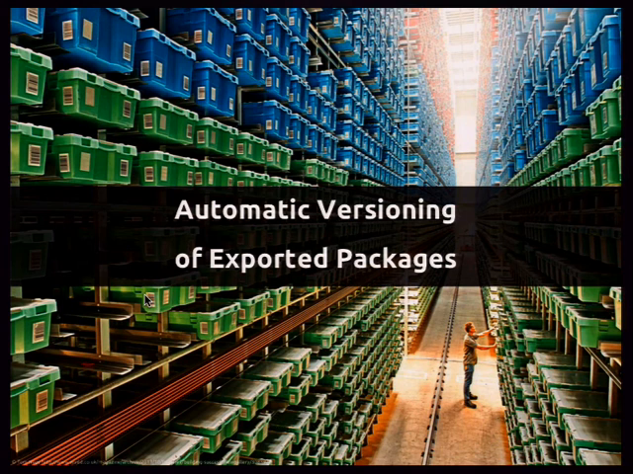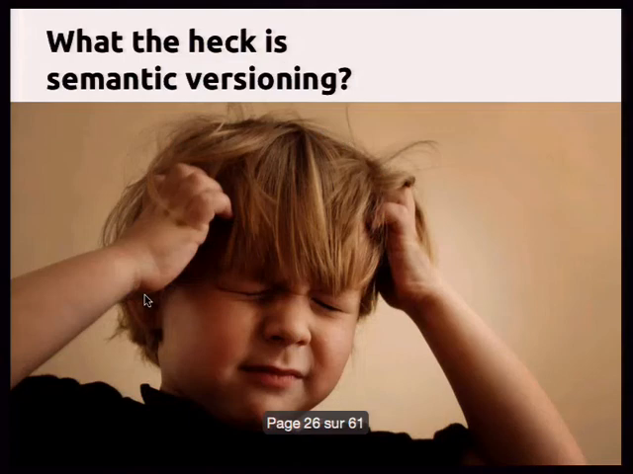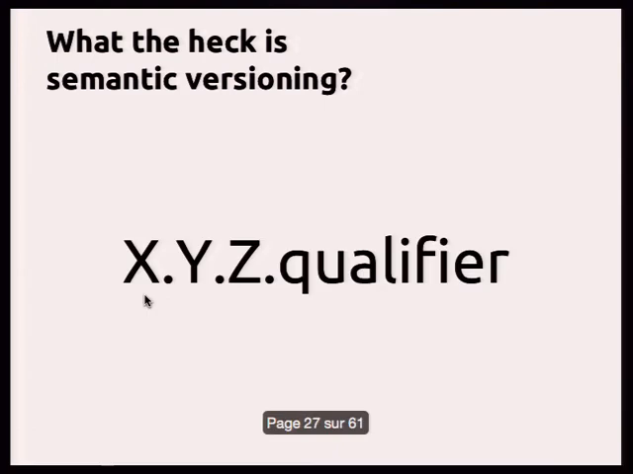So now the second tooling. We want to be able to add semantic version to the export packages. What the heck is semantic versioning? Who knows what semantic versioning is? Okay, half of you. So semantic versioning is about giving semantics to the version number. The first semantic is to control the format. So the format must be that way.